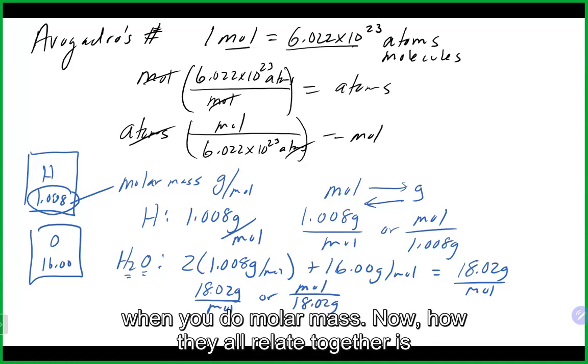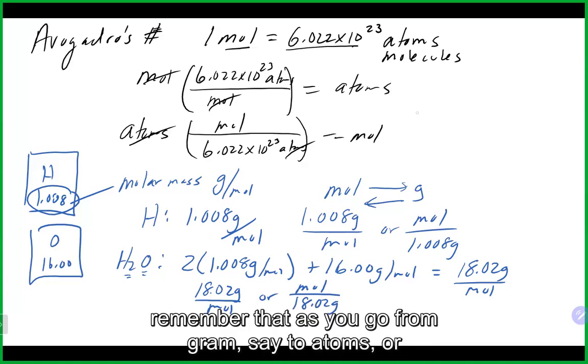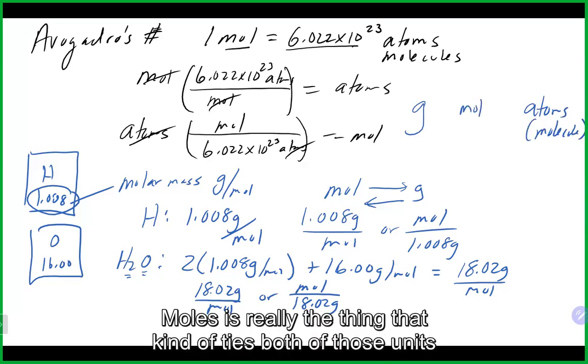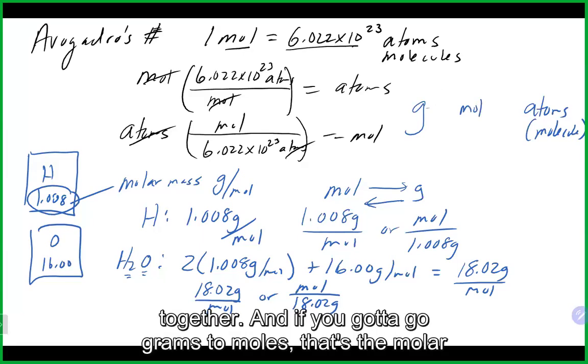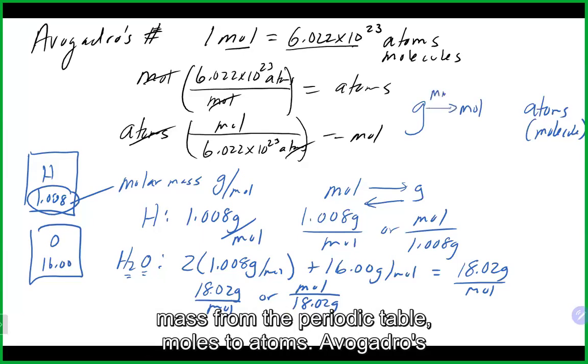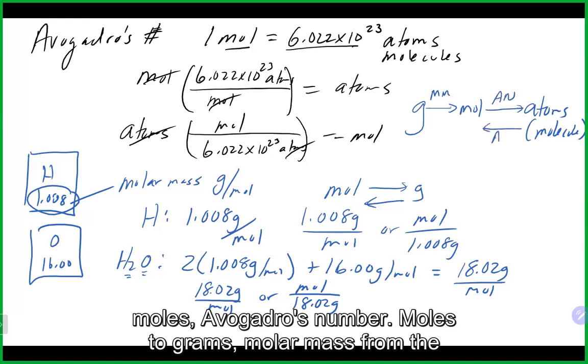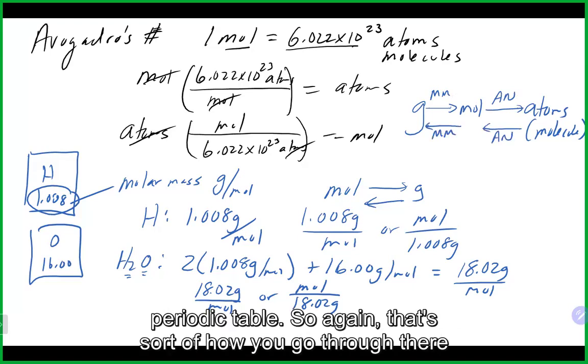Now, how they all relate together is, remember that as you go from grams, say, to atoms or molecules, the unit that ties these together is moles. Moles is the thing that ties both of those units together. If you have to go grams to moles, that's the molar mass from the periodic table. Moles to atoms, Avogadro's number. If you're starting with atoms or molecules and need moles, Avogadro's number. Moles to grams, molar mass from the periodic table. So that's how you go through there.